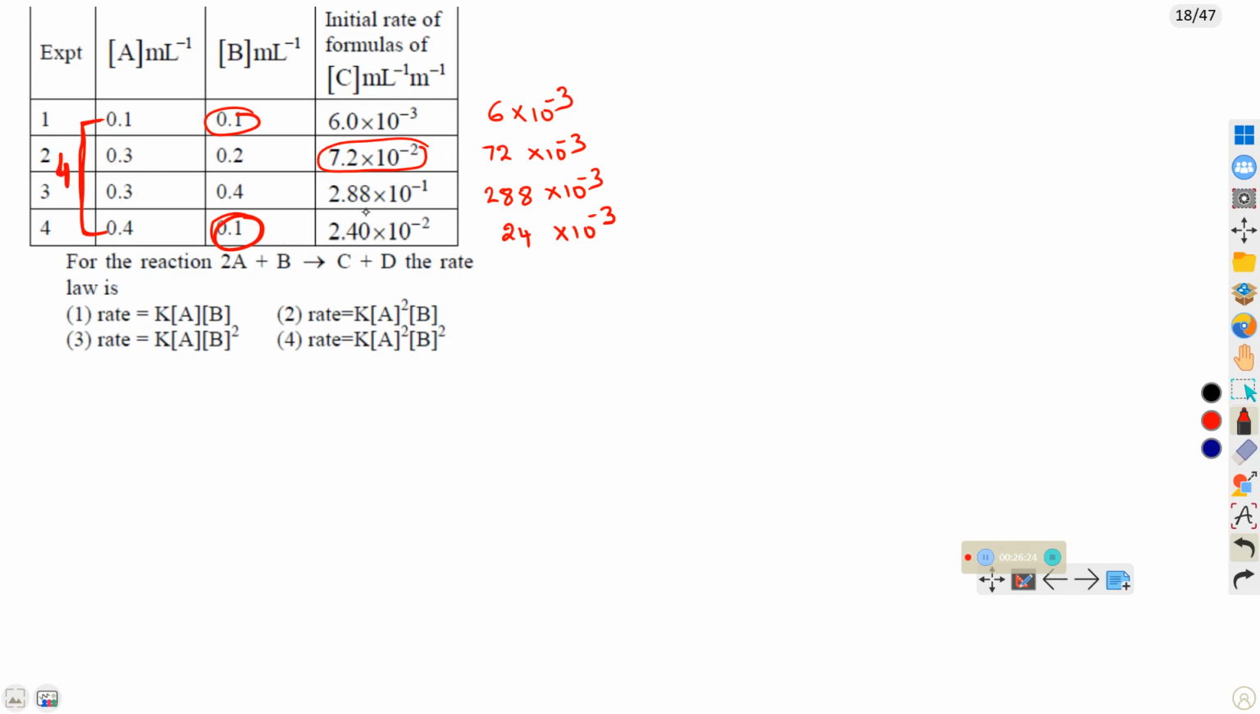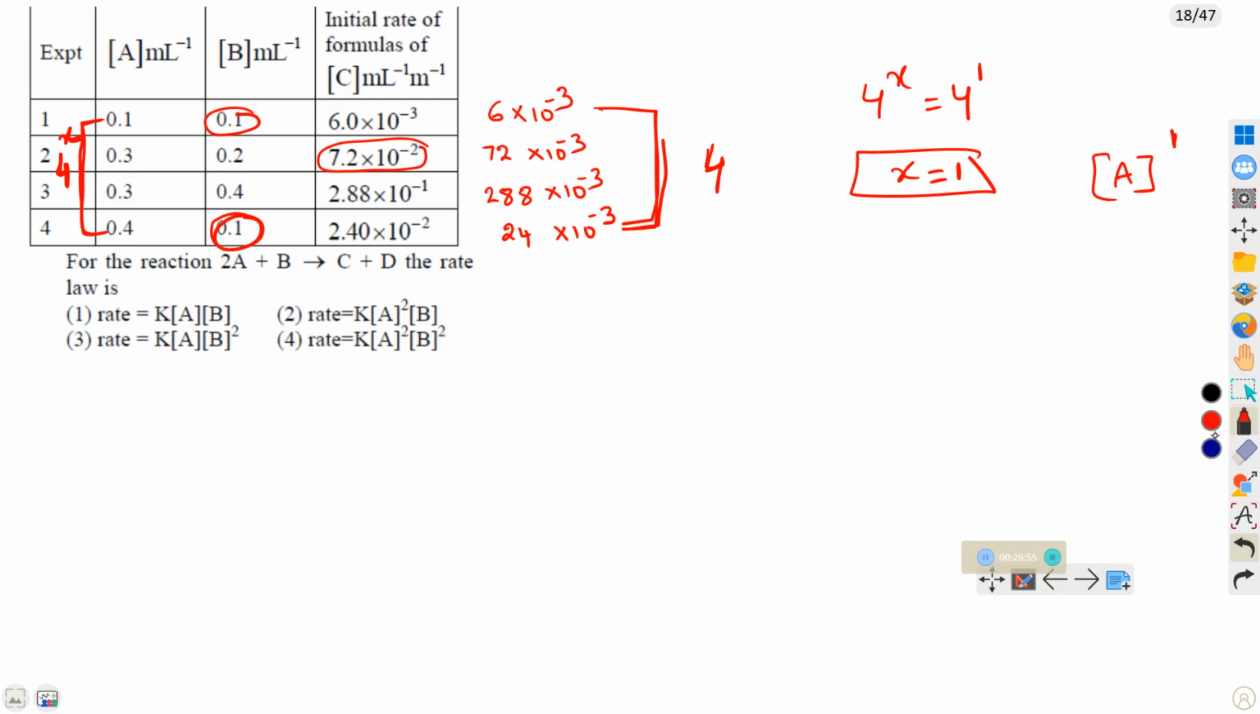That means it can be written as 4 power x. At the same time, from first step to fourth step, rate increases how many times? 6 fours are 24, so 4 times. Based on that, 4 power x is equal to 4, which can be written as 4 power 1. x is equal to 1, with respect to A, power 1. Next step.